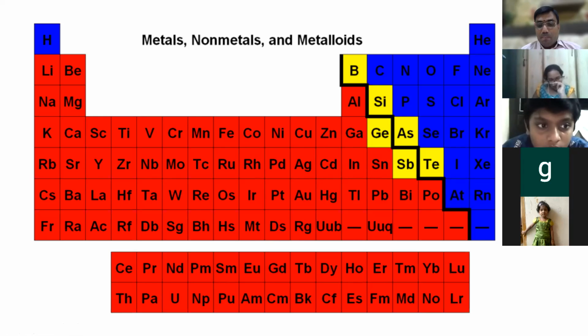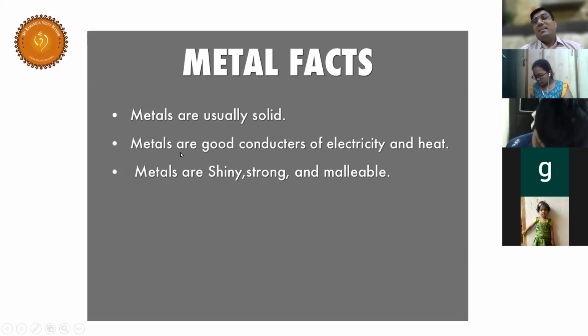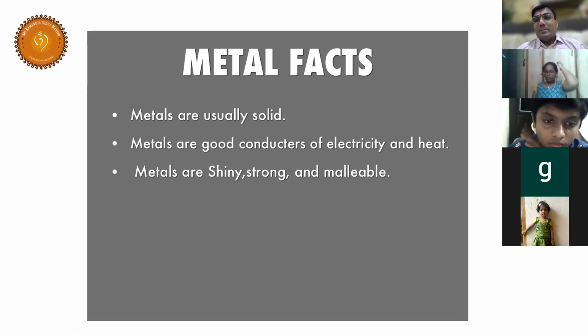Well, now students, let us move on to the next slide. So what are the facts about metals? Let us see here. Metals are usually solids. You can see iron, copper, cobalt, nickel, gold, silver. These are all solids only, right? But generally, there is an exception. Students, there is an exception. What is the exception? Mr. Sandeep, what is the exception?